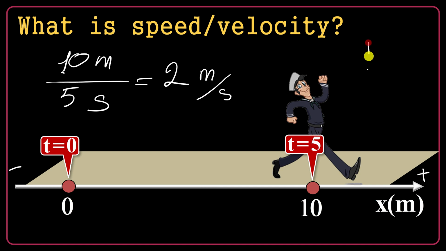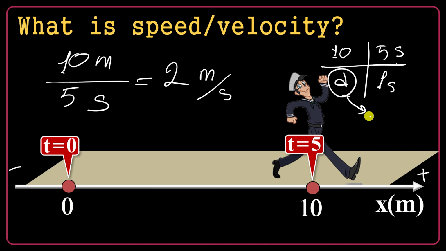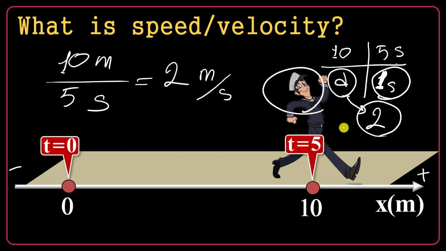By proportionality also you can find it. Suppose that it traveled 10 meters in 5 seconds and you ask yourself how many meters, let's say it's d, for 1 second? You can easily find that d is going to be 2. So if I just wait for 1 second, this man will go 2 meters only. Here I can say the speed of this man is 2 meters per second.